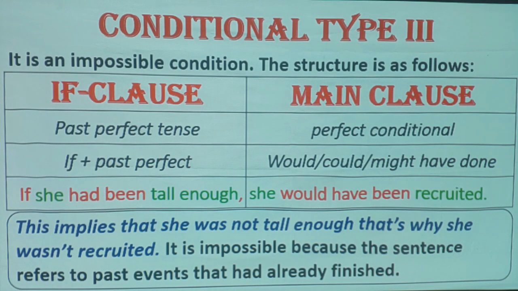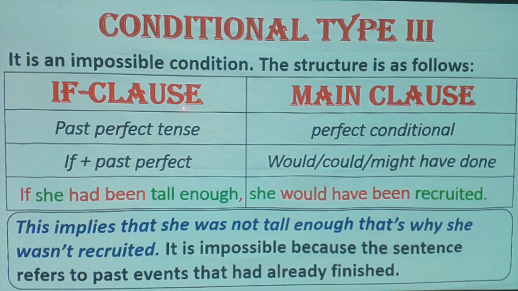أهلا من جديد. إذا تكملة للدرس هذا Conditional Type 3. هذا هو المهم والأهم بالنسبة لنا في هذه الآونة لاجتياز امتحانات البكالوريا إن شاء الله. Good. So conditional type 3. It's an impossible condition. يعني مستحيل غادي يتحقق لنا هذه الحالة.